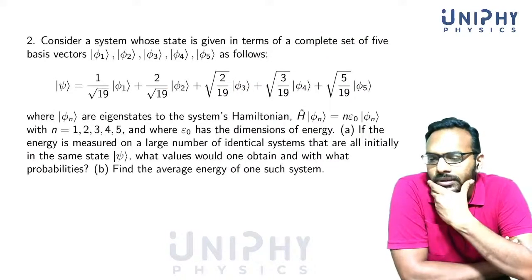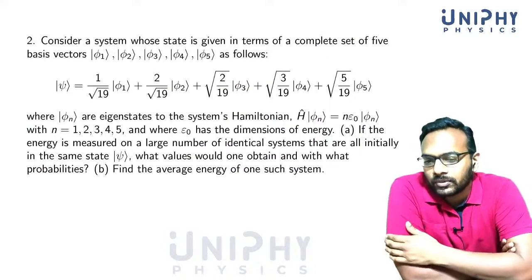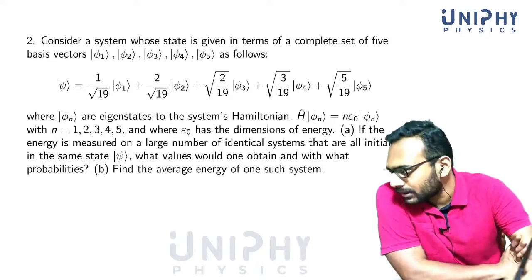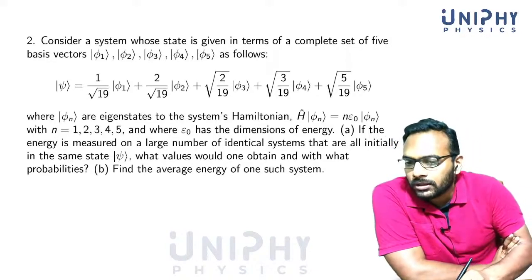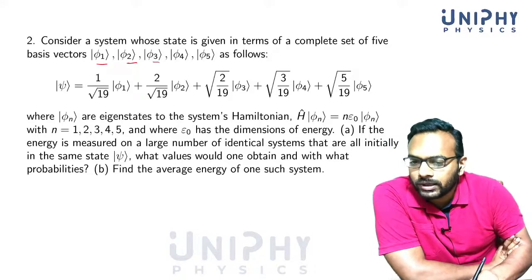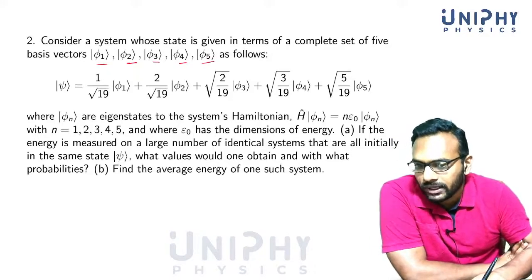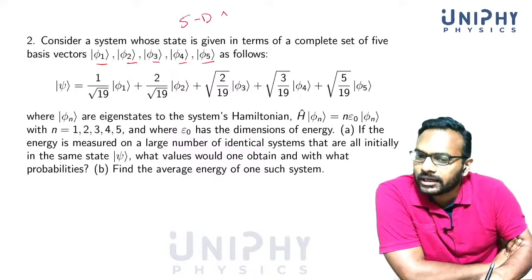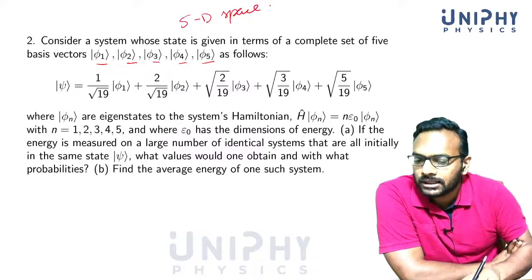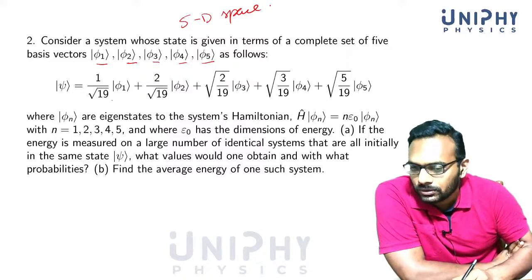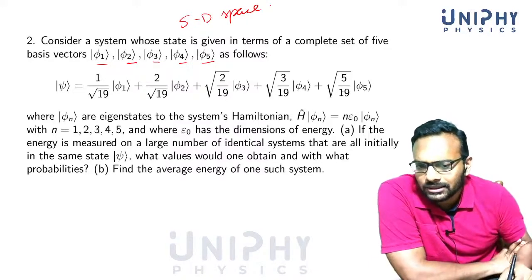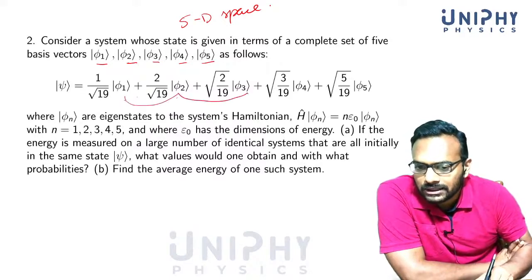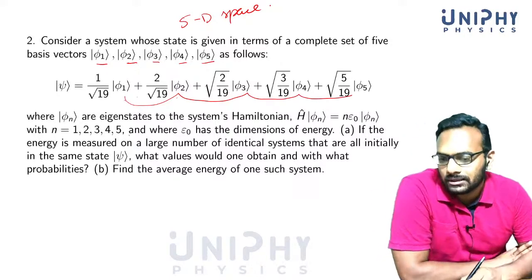We could do another problem here. Consider a system whose state is given in terms of a complete set of 5 basis vectors. We have got phi 1, phi 2, phi 3, phi 4 and phi 5. We have got a 5-dimensional space here. As follows, psi is equal to, this is the state, a linear combination of 5 states. It's a superposition of 5 states.